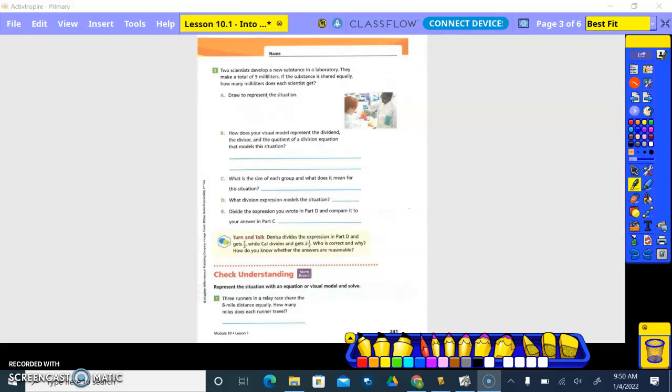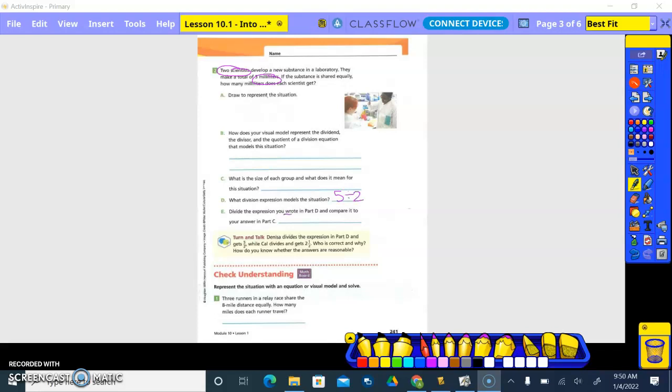What division expression models this? We have the 5 milliliters and we have the 2 scientists. So what is our group? What's our big thing that needs to be broken apart? The 5 milliliters divided by what? The 2 scientists. So we have 5 divided by 2, right?